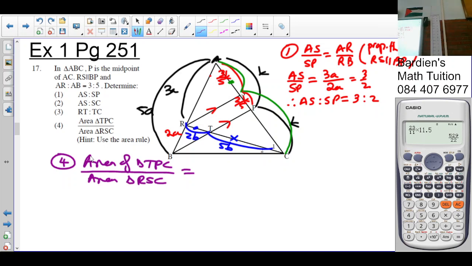Okay, so at this point, people, here it's speaking about triangle TPC. So it's TPC, that triangle here, over the area of triangle RSC. What you notice here is that you don't have a common vertex as we had in the previous one where we can draw a common height. However, what you see that is common in the two triangles.